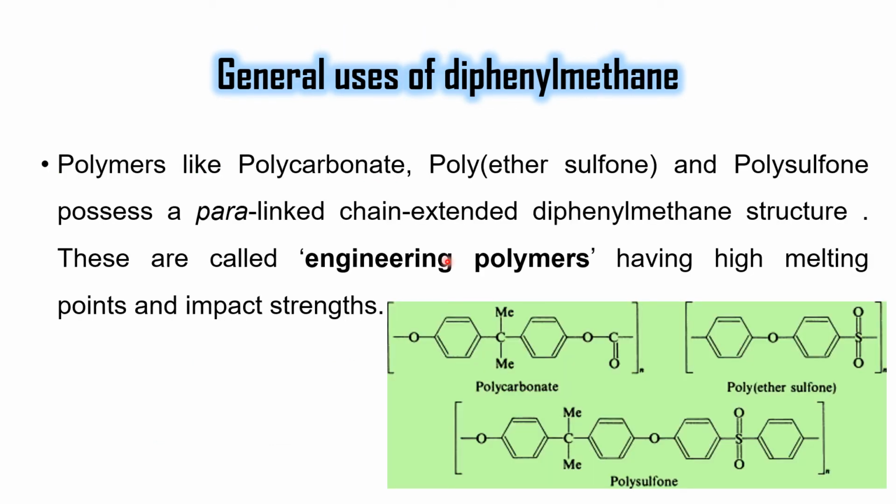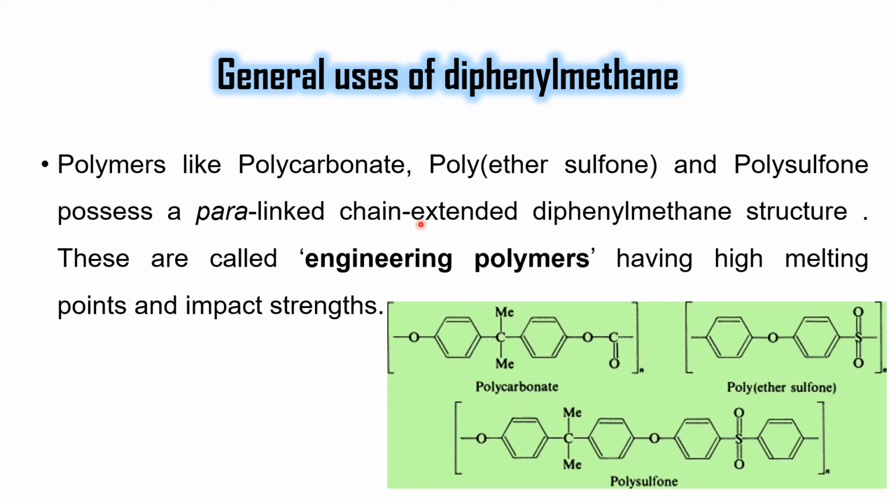What are engineering polymers? These are derivatives of diphenylmethane. See, we have the example of polycarbonate wherein the central two hydrogens are replaced by methyl groups. Even substitutions can be there at para positions. Here it is carboxylate, ether. In polyether sulfone, we have the central carbon removed and we have oxygen there. At the para position, we have a sulfone group. So this is polyether sulfone, or we can have polysulfone, which is a combination of these two.